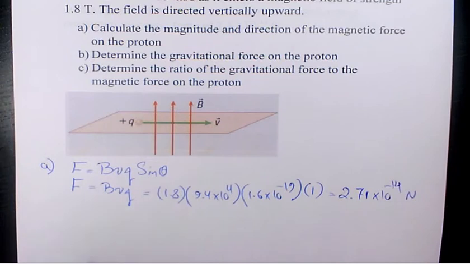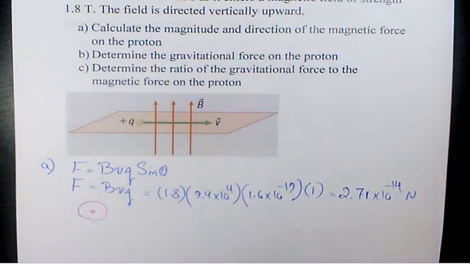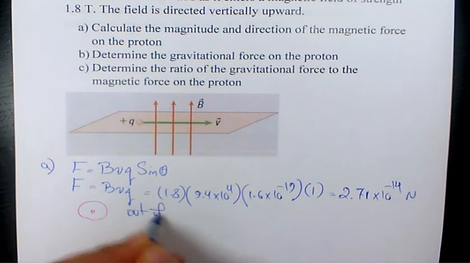Now, find out the angle. For the direction of the magnetic force, we need to use the right hand rule. When the thumb is going toward the velocity and the four fingers show the magnetic field direction, which is going up, the palm of the right hand is going to show you the direction of the force, which in this case is going to come out of the page. So it is going to come out, and I can show it. It is going to be like that, and it says out of the page.